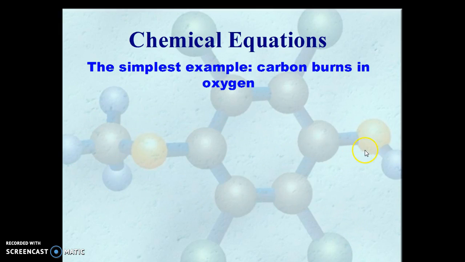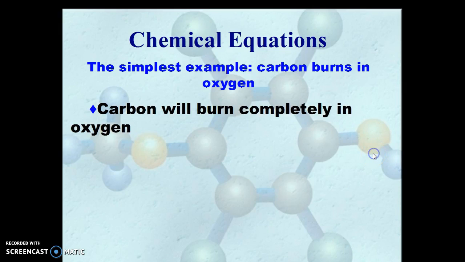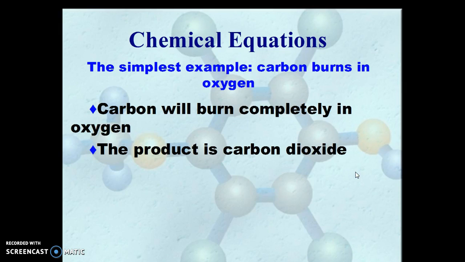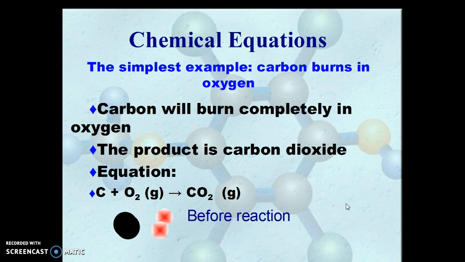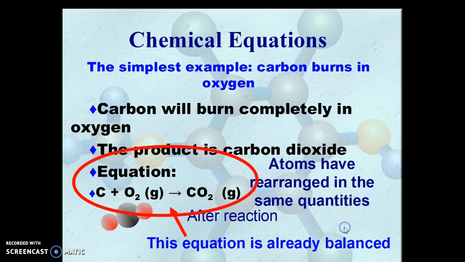Let's talk about the simple reaction of carbon burning in oxygen, carbon like charcoal. Carbon will burn completely in oxygen. That's called complete combustion, and the product is carbon dioxide. Here is the equation. 1 mole of carbon reacts with 1 mole of oxygen to form 1 mole of carbon dioxide. Before the reaction, if we look at it on the atomic and molecular level, you have a carbon atom and an oxygen molecule. Oxygen is diatomic, as you know. After the reaction, the carbon is chemically bonded to the 2 oxygen atoms in a linear molecule.